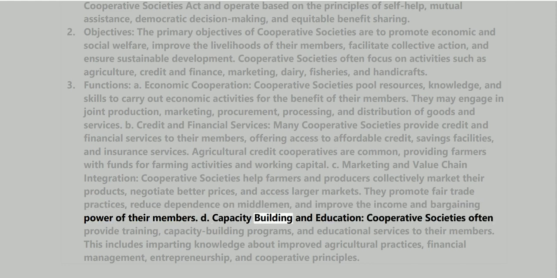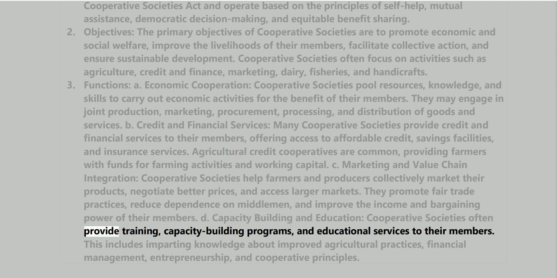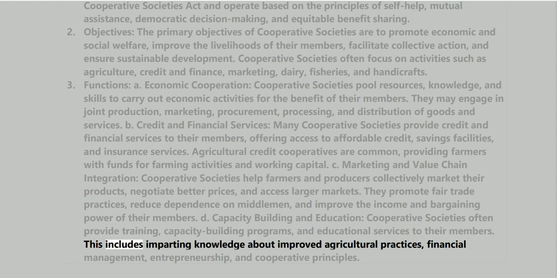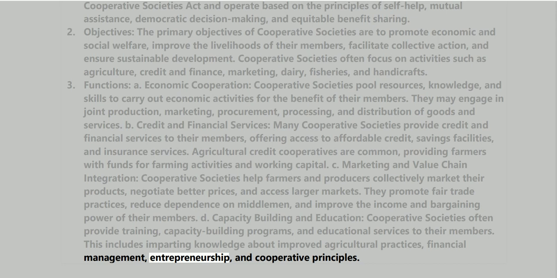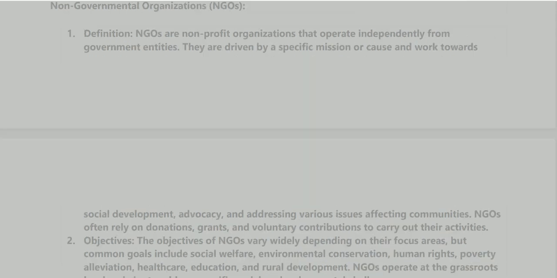D. Capacity building and education. Cooperative societies often provide training, capacity building programs, and educational services to their members. This includes imparting knowledge about improved agricultural practices, financial management, entrepreneurship, and cooperative principles.